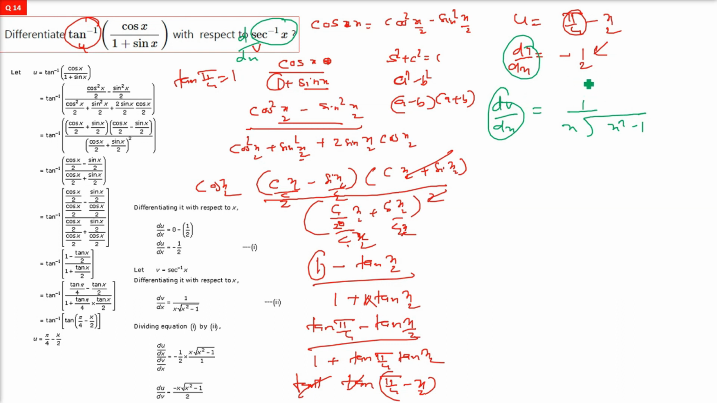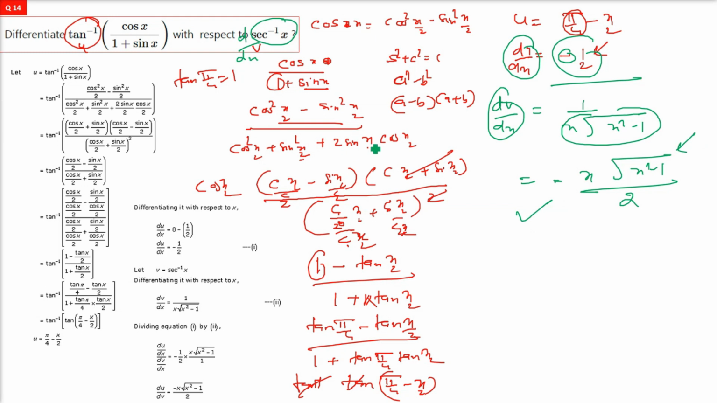du by dx, dv by dx you have to find out. So you have minus half here divided by this one. So this goes up. So you can just write x under root x square minus 1. Negative is already there. 2 is in the denominator. That is your final result. This is your final answer of this question.